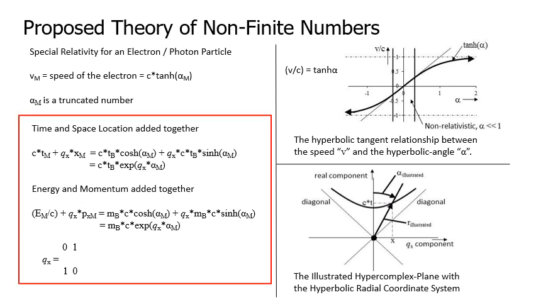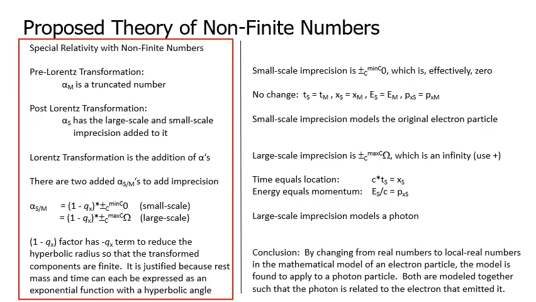In a mathematical expression, energy and momentum, respectively, are combined using a Pauli spin matrix q sub x inside an exponential function. Same with time and location space. Small scale and large scale imprecision are added to the truncated number hyperbolic angle alpha using a Lorentz transformation in which the m subscript changes to an s subscript.